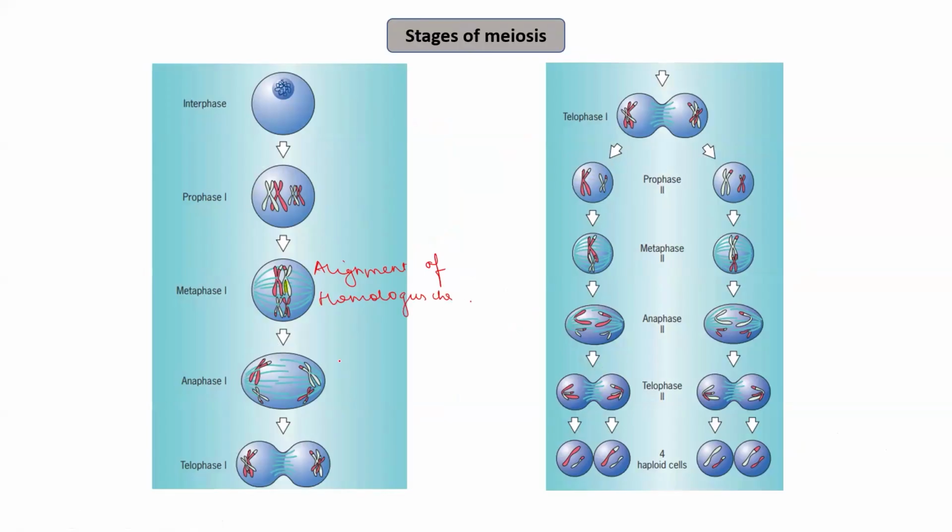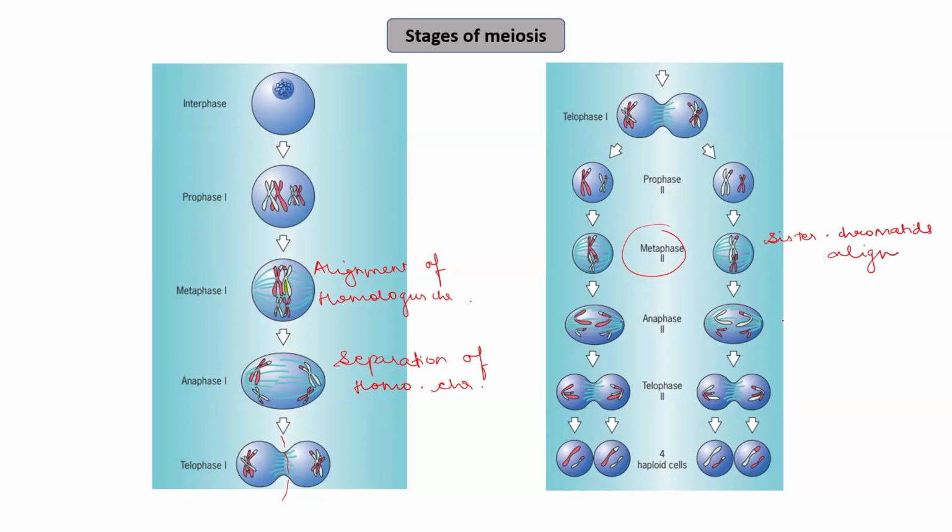And in anaphase 1, there is a separation of homologous chromosomes. Then in telophase 1, these 2 homologous chromosomes get divided into 2 different cells. Telophase 1 is followed by prophase 2. In prophase 2, the cell prepares itself to divide the sister chromatids, and in metaphase 2, these 2 sister chromatids align.